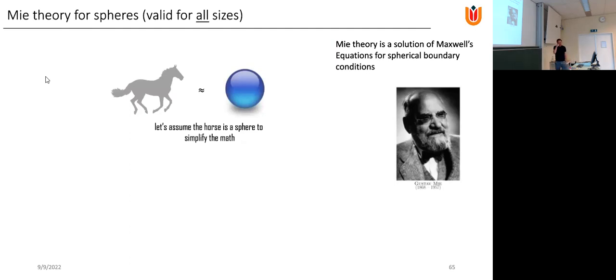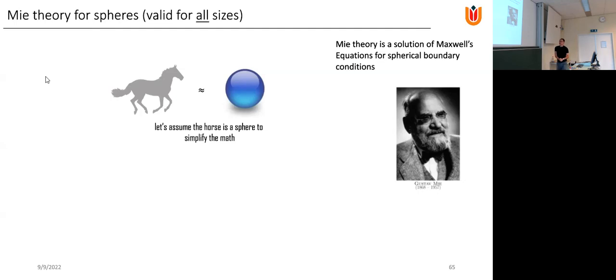There are, of course, a couple of theories that try to tackle this, but I want to show you only one, and that is Mie theory. Mie theory is very rigorous. It is a solution to Maxwell's equations in spherical boundary conditions, which means that it exactly describes the scattering by spheres.